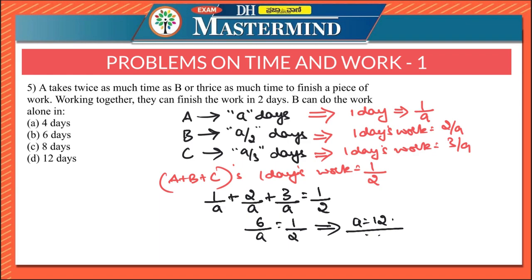So now what do we need? We need B's work. In how many days can B do the work? B can do the work in A by 2 days. What is A here? 12. 12 by 2 is nothing but 6. So therefore, B alone can do the work in 6 days. This is a tricky question. Please watch it once more if you want better understanding. Therefore, here the right answer is option B, 6 days.